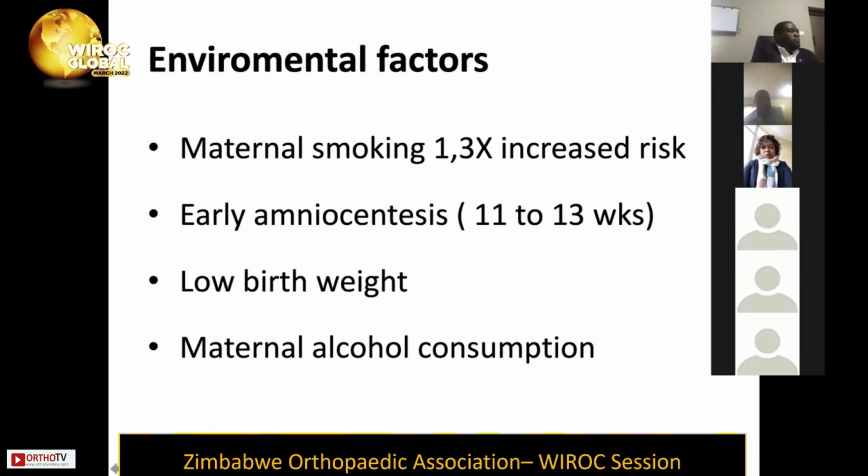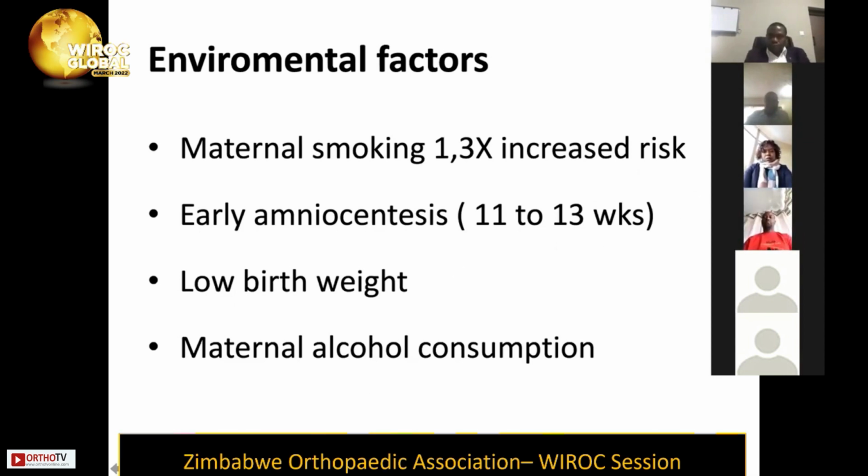Then, environmental factors have also been found to be linked to clubfoot. Maternal smoking increases the chance of clubfoot by about 1.3 times. Early amniocentesis, that is in the period of 11 to 13 weeks of gestation, has also been associated with clubfoot. And low birth weight and maternal alcohol consumption have also been linked to clubfoot.